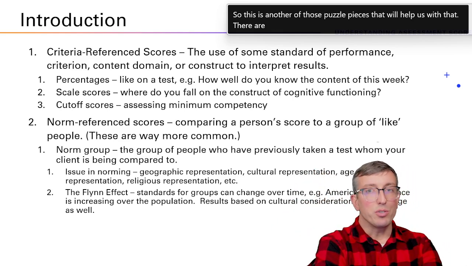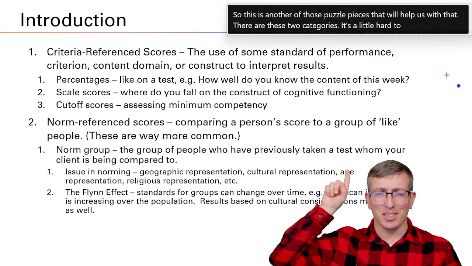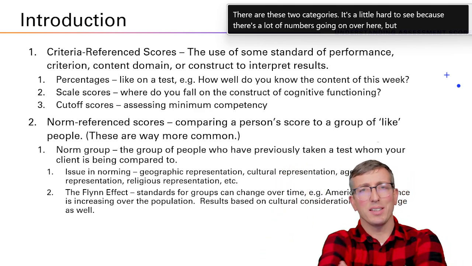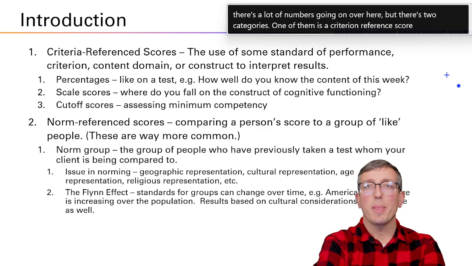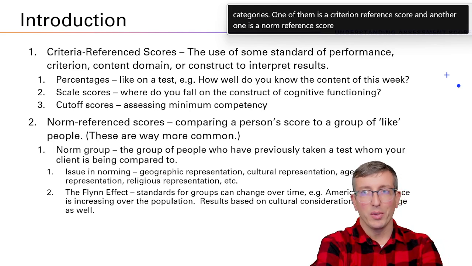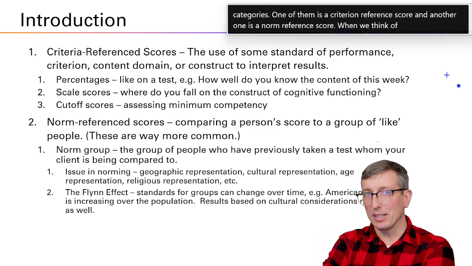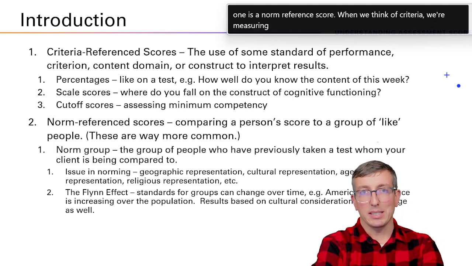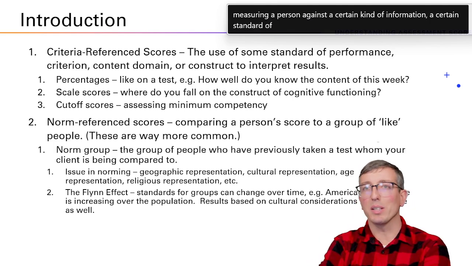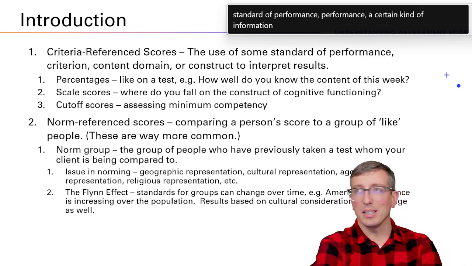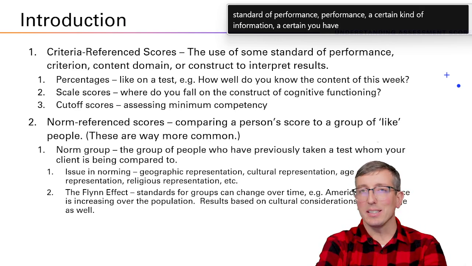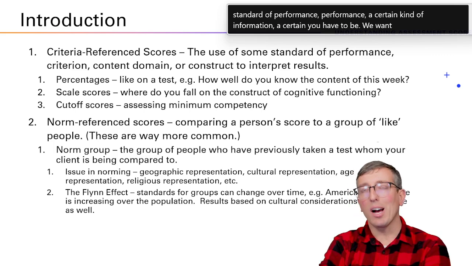There are these 2 categories. It's a little hard to see because there's a lot of numbers going on over here, but one of them is a criterion reference score, and another one is a norm reference score. When we think of criteria, we're measuring a person against a certain kind of information, a certain standard of performance. We want to know how much you know.